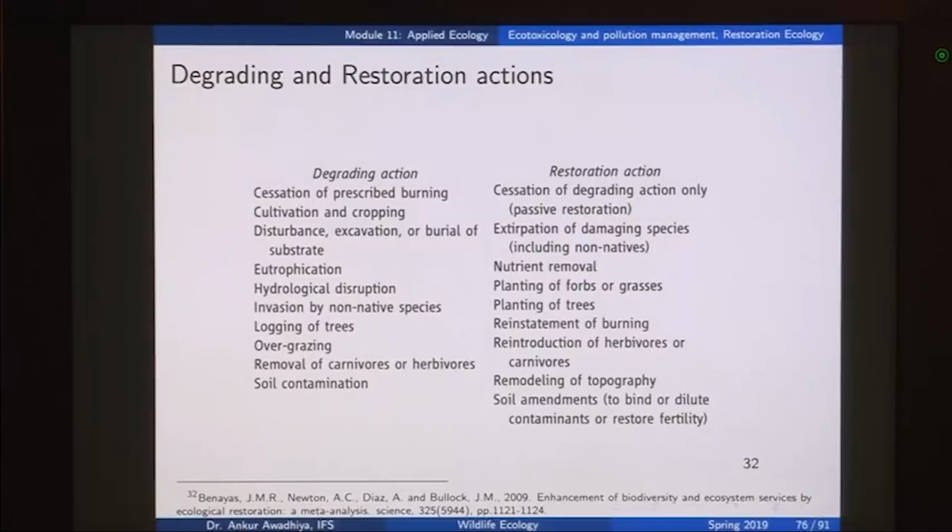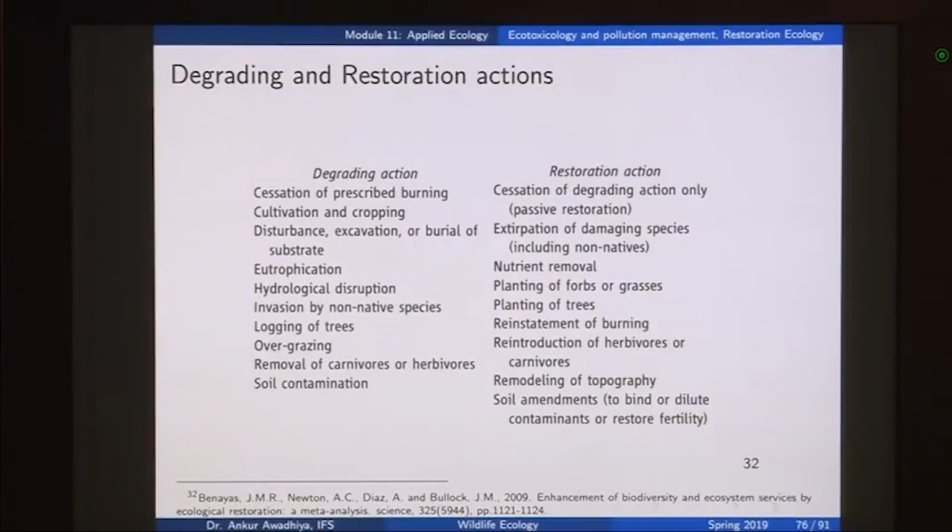Or remodeling of topography. Remodeling of topography, say in the case of mining, you created hills and you created holes. So, you can flatten out the hills and you can fill up the holes. That will be a remodeling of topography, and that will be a restoration action. Or soil amendments to bind or dilute contaminants or to restore fertility. So, you can amend the soil. For instance, in the case of mining, we saw that we add a layer of soil, and that is a restoration activity.